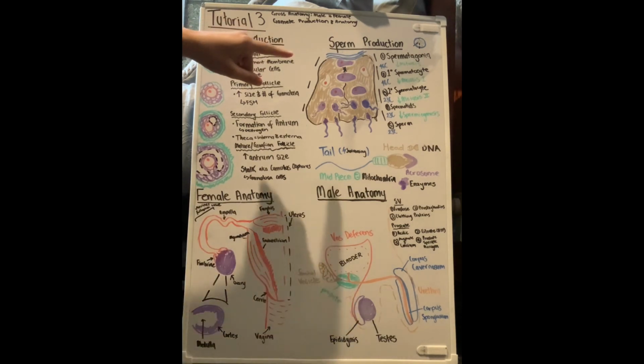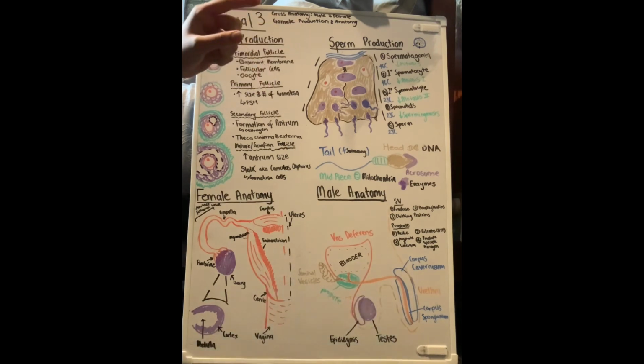And then sperm production starts with spermatogonia, then goes to a primary spermatocyte, then to a secondary spermatocyte, then to spermatids, and then finally to sperm. And the sperm consists of an acrosome, a head, midpiece, and a tail. And then once it's out of the testes and into the epididymis, it goes through the vas deferens, where it joins with seminal vesicles and goes through the prostate, where it then is able to go out through the penis. And that's an end to the anatomy and gamete production.